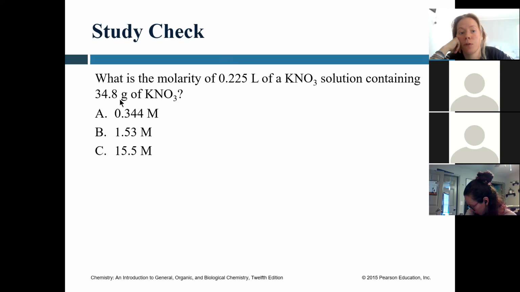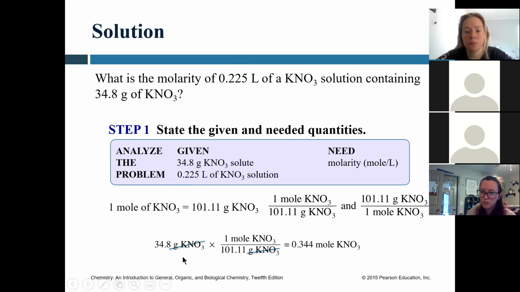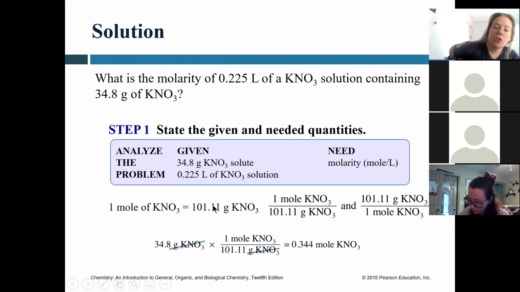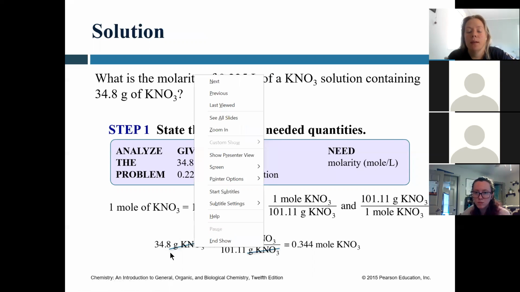So we'll take the 34.8 grams and divide it by the molar mass of the KNO3. And the molar mass of your KNO3 should be 101.11, 1 potassium, 1 nitrogen, 3 oxygens. What we end up getting is 0.344 moles of the KNO3.